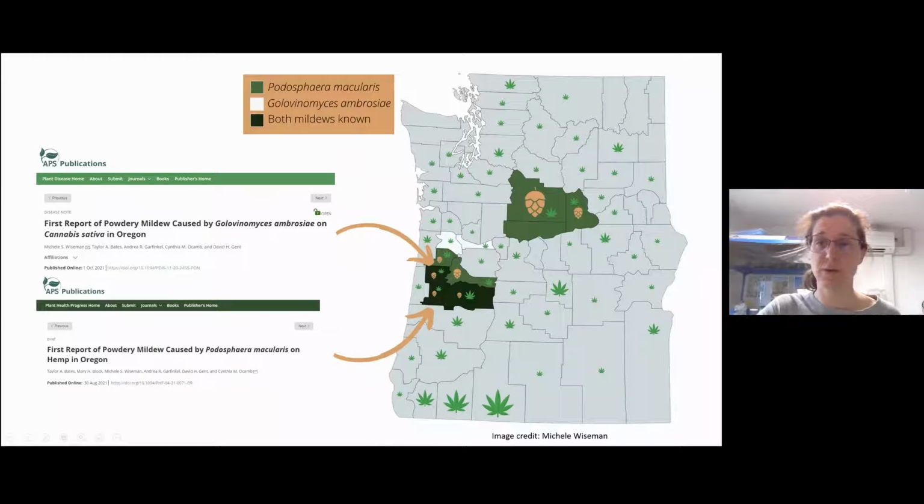But of course, this isn't representative of all of the growing regions. And a lot of these data were taken prior to the explosion of hemp acreage here in the Pacific Northwest. So you can see these cones are representing where there's major hops production, and the little cannabis leaves are where there's hemp production in each one of these states. So clearly there's a lot of the state that's not being represented. And also these are sort of older data.